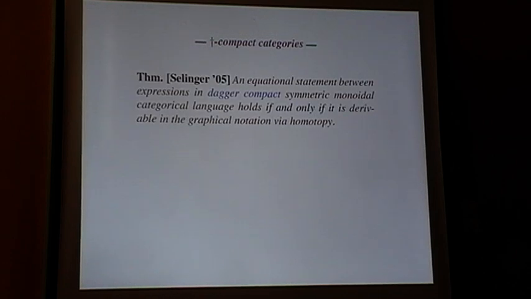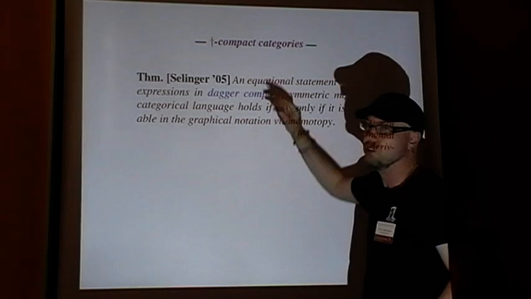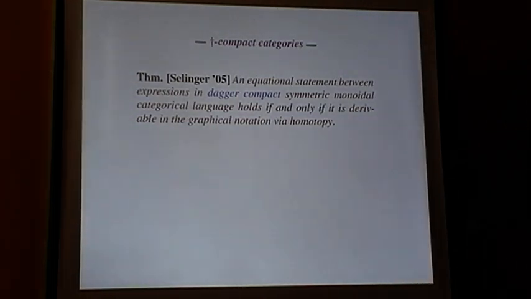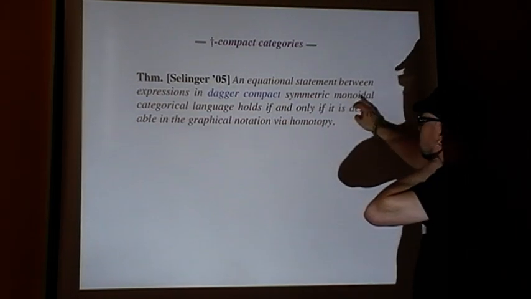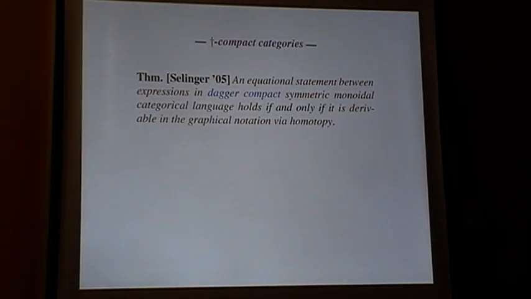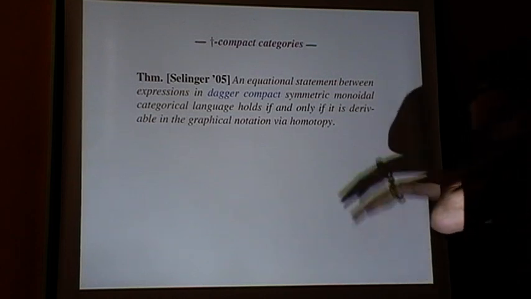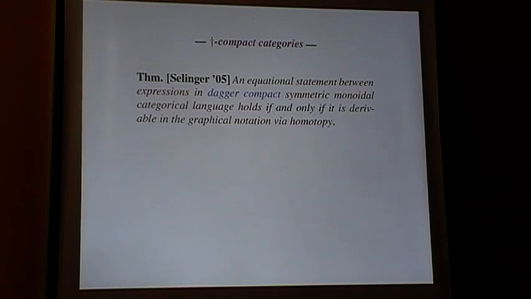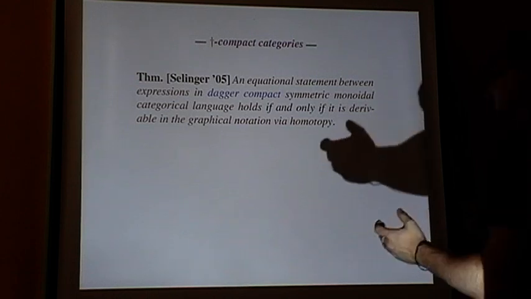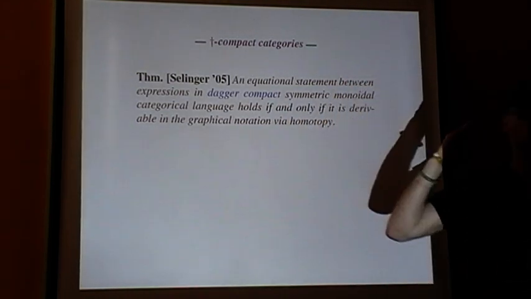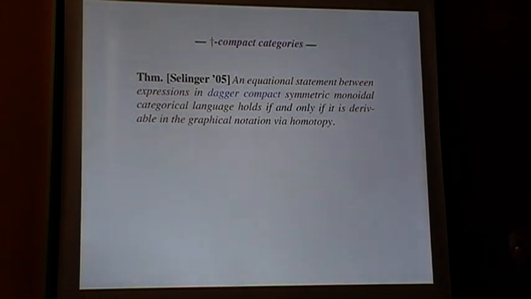So a lot of the work on this was done by Kelly and Laplaza, but then Peter Selinger proved the theorem, which then involved this dagger structure too, that an equational statement between expressions in the dagger compact symmetric monoidal categorical language holds if and only if it is derivable in the graphical notation via homotopy. So Peter has one paper about all this stuff and all kinds of theorems of this kind. So basically what he tells us is, if we have this categorical structure of dagger compact symmetric monoidal categories, then whatever you can do there axiomatically is exactly what you can do with the language I just presented, and vice versa.